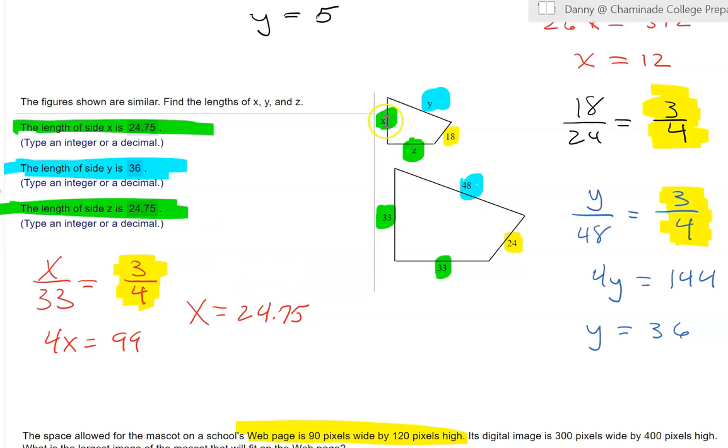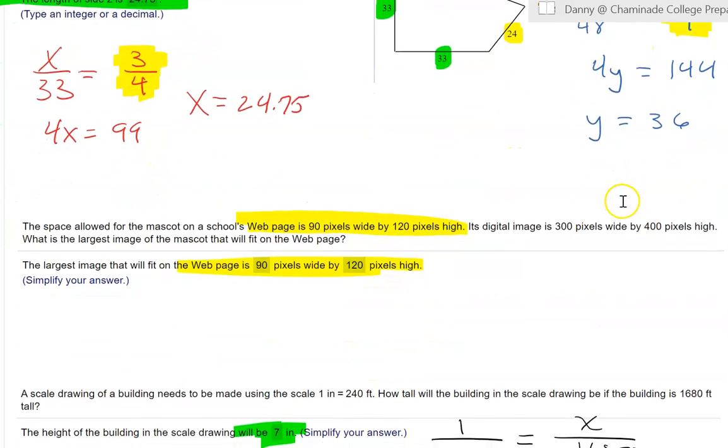So I could see x and z have 33, and therefore I'm just doing that once because if we do it again, it'll get the same number. So x is to 33 as 3 is to 4. Cross multiply and solve. So we get 24.75 for both of those. And then in the other one for y, we have y over 48 is equal to 3 over 4. Cross multiply and solve. So we can see we're using the 3/4 because that is the scale factor.